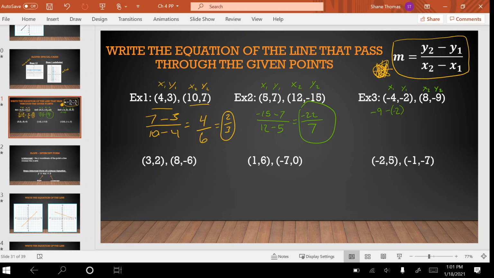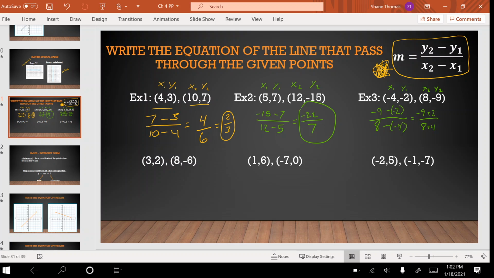Okay? Same thing on the bottom. 8 minus my x1, which is negative 4. Make sure you have a minus and then whatever the number is. The negative goes with it. Okay, that is the biggest mistake I see on slope. So now 2 negatives become a what? Positive. So on top, I'm going to have negative 9 plus 2. On the bottom, I have 8 plus 4.